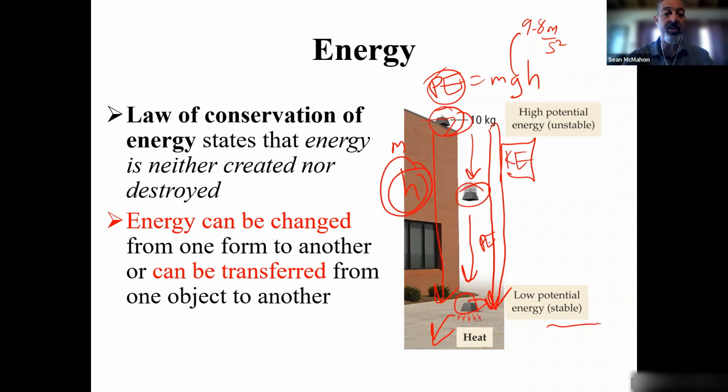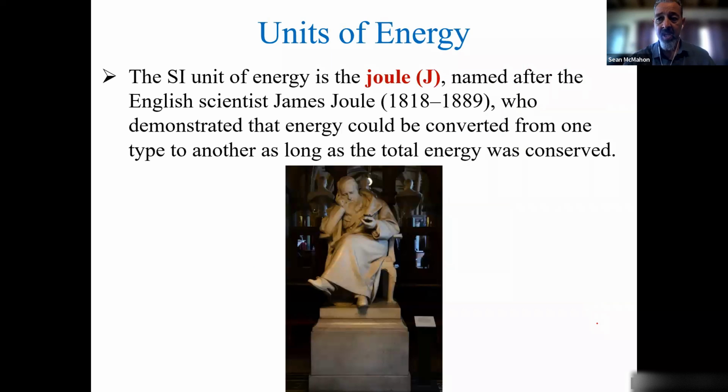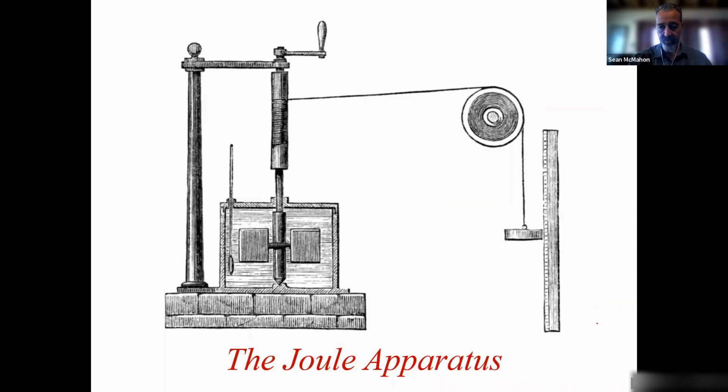So energy can be changed from one form to another and then transferred. Now we're going to talk about different units. One of the units we use is joules, which is named after the English scientist James Joule. But basically what it's showing is energy is being conserved. And this was the apparatus he used.